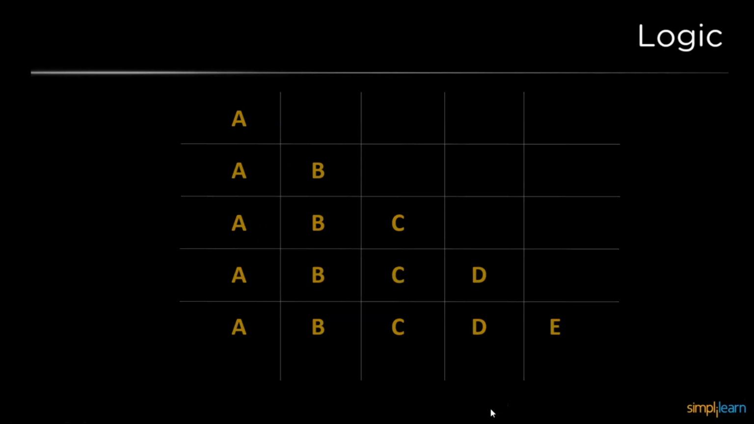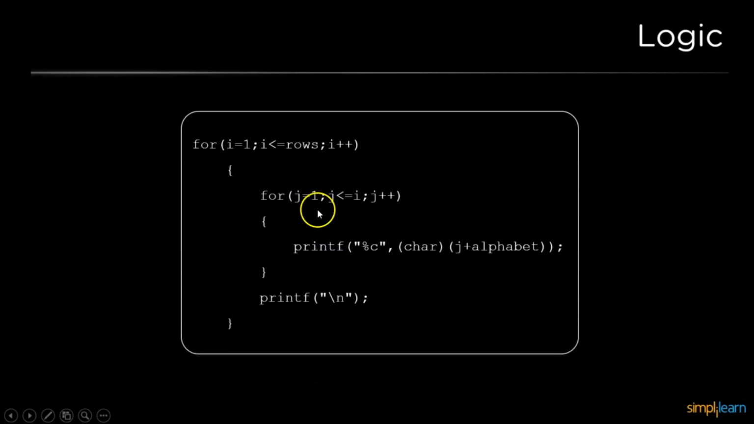So now let's have a look at the code. It's very similar to the star pattern or right angle triangle star pattern and number pattern, but here instead of stars or numbers, we are using alphabets. So we have this char j plus alphabet. This is used in order to print the alphabets in a pattern of a right angle triangle.